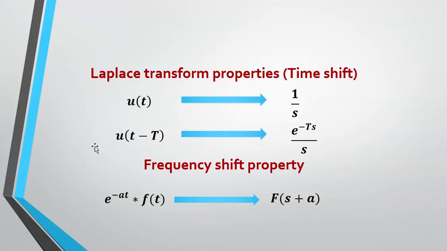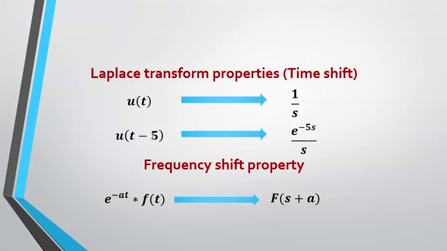As simple as that. So if you have a shift by any value, for example, if you have u of t minus a, your answer will be e to the power of minus a s over s. If this is 5, u of t minus 5 will be e to the power of minus 5s over s. This is simply how we apply a time shift in Laplace domain.